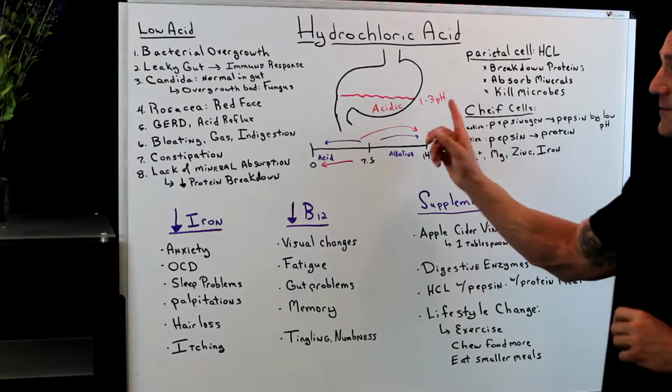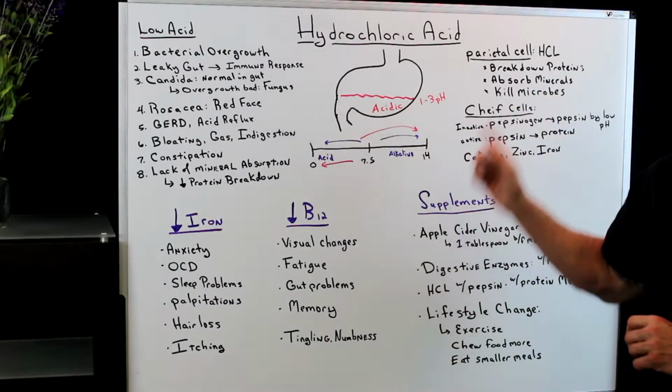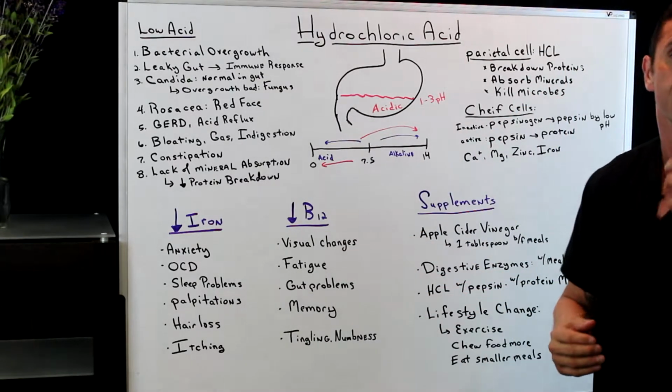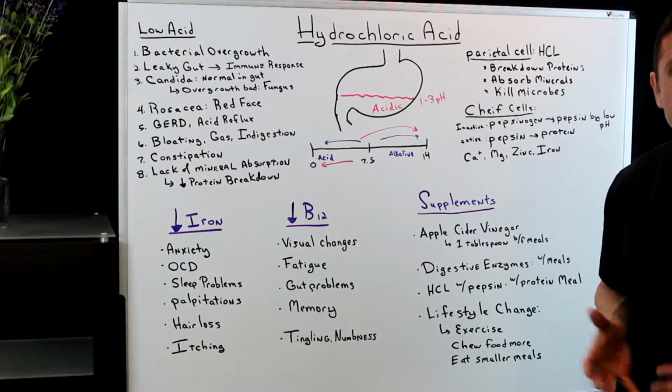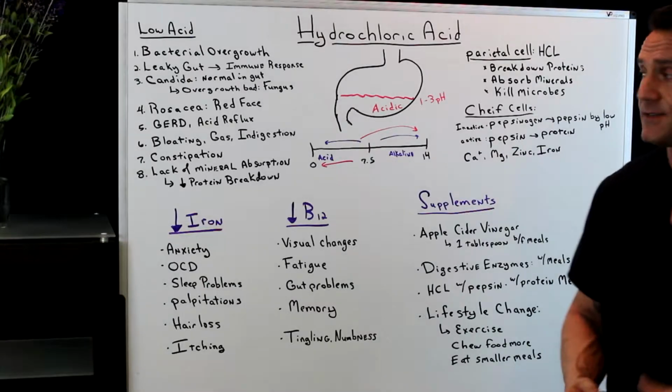So again, if you're not producing enough acid in the stomach, you're not breaking down proteins, you're not absorbing minerals, you're not killing microbes, you're not, again, breaking down proteins. So again, this is where it leads to malabsorption syndrome once it gets to the small intestines.